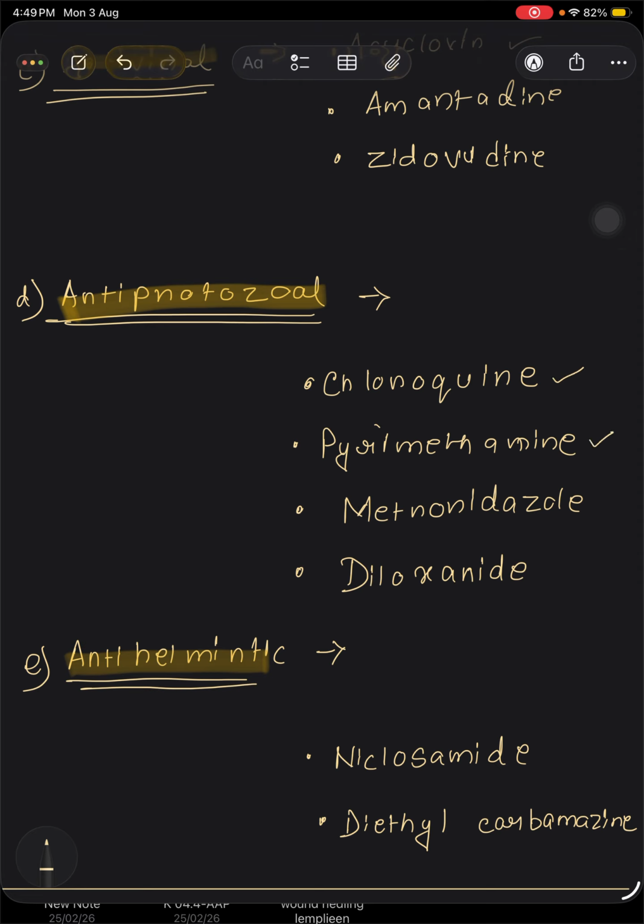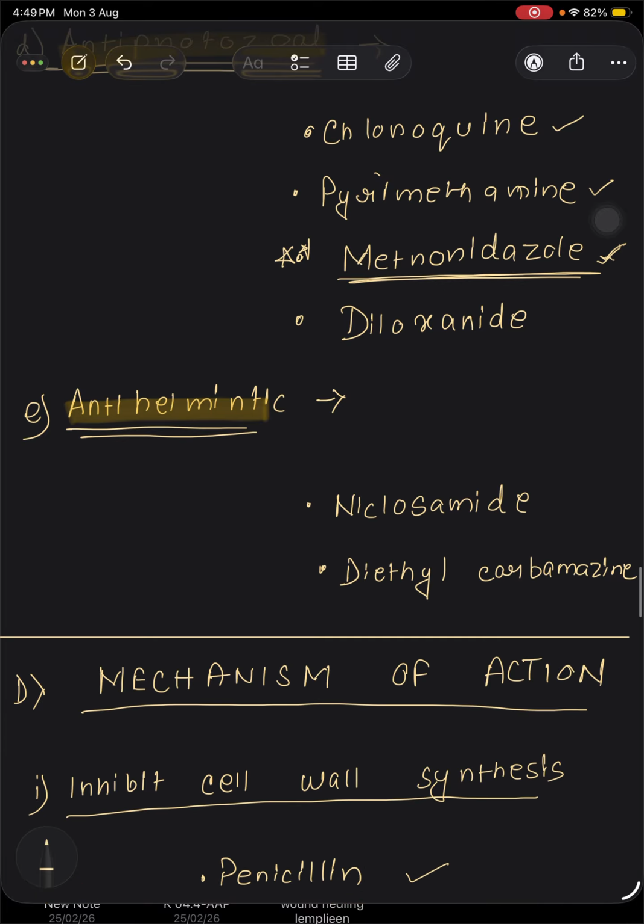You should remember in which regimen these are used and why they are used. Metronidazole, this is an antiprotozoal. Many of you confuse metronidazole with an antibiotic. This is an antiprotozoal. Then diloxanide. Then antihelminths, we have niclosamide and diethylcarbamazine.